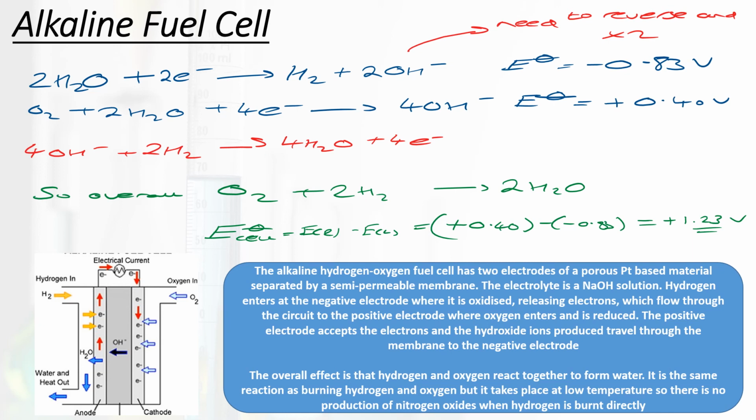And then we combine our two half equations, write all the reactants on the reactant side, all the products on the product side, cancel out anything that appears on both sides. And so overall we end up with oxygen plus 2 lots of hydrogen producing 2 lots of water. And we can calculate an E cell value for this. Remember that when we write our cells down in this orientation with the anode on the left and the cathode on the right, that our E cell is the right minus left. And so when we put these numbers in, we find we have an E cell value, the feasible direction giving an E cell value of plus 1.23 volts.